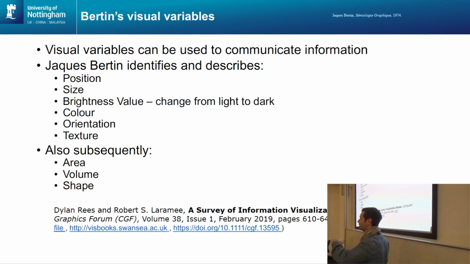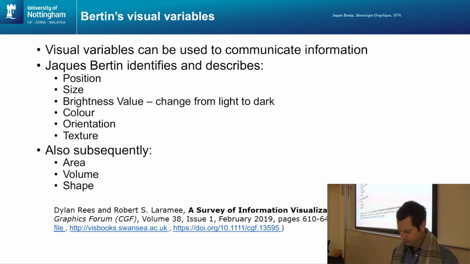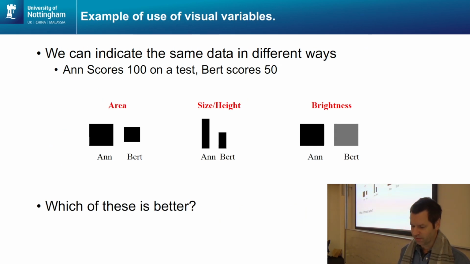Orientation, so orientation is an angle, essentially, like in a pie chart. And texture, so we can use different textures to represent data. We can use area, volume. Volume is three-dimensional, area plus depth, and then shape. So arbitrary polygons like triangles, squares, rectangles, pentagons, octagons, and so on. So there are lots of different options.